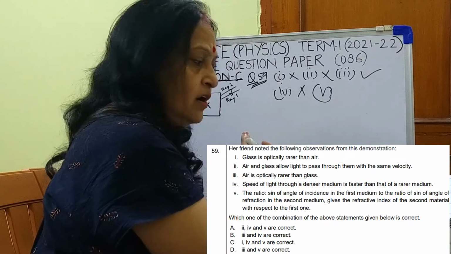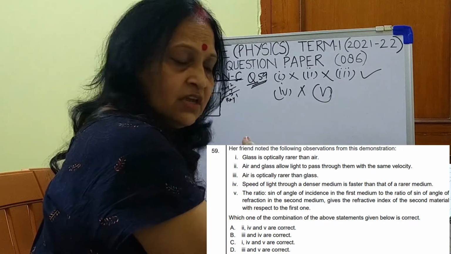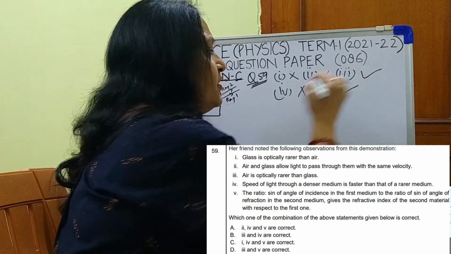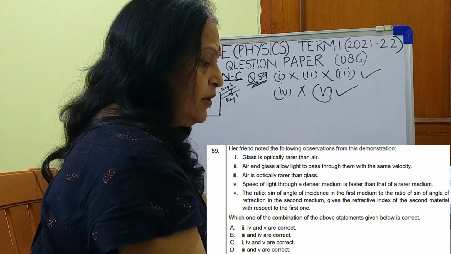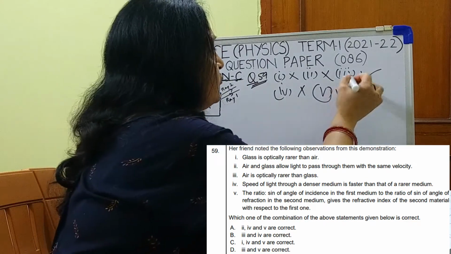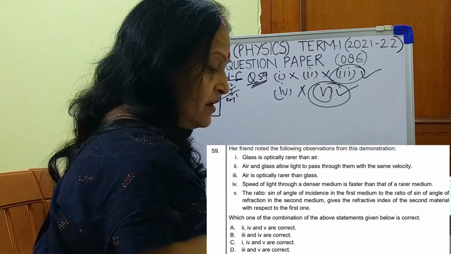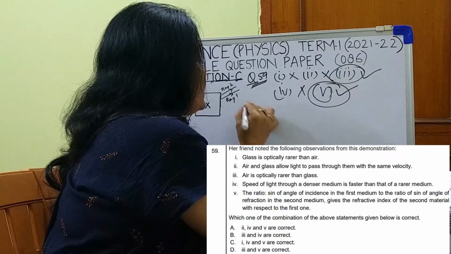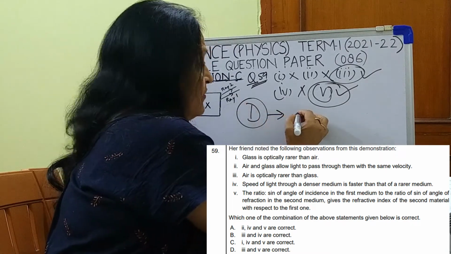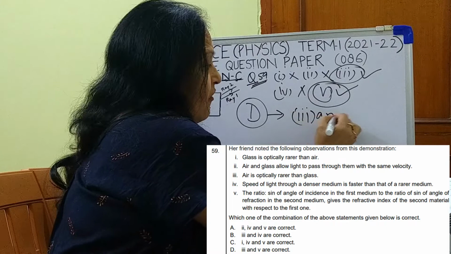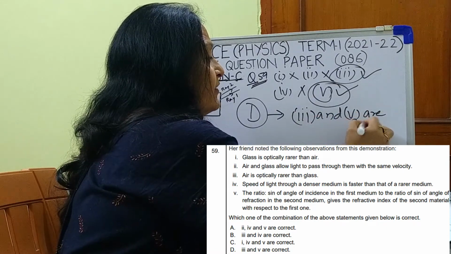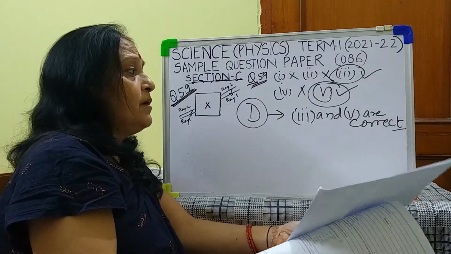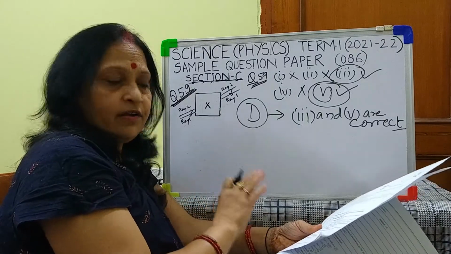As earlier in question number 58, we have just seen that n equals sin i upon sin r. Yes, that means option number 5 is correct. So how many options are correct here? Option number 3 is correct and option number 5 is correct. That makes part D the correct answer under question number 59, in which it is written that the third and fifth ones are correct. So for question number 59, option D, third part and fifth part are correct.